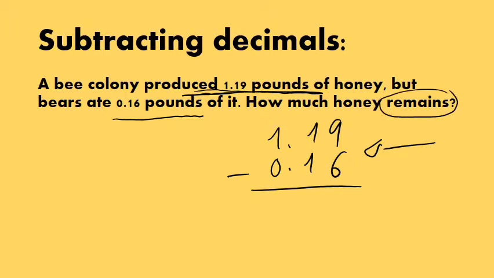Okay, so we have 0.16 and we start subtracting. Yes, this was the keyword. 6 minus 9, we borrow, 1 minus 1, 0. 9 minus 6, 3. 1 minus 1, 0. We put down the decimal point and 1 minus 0, 1.